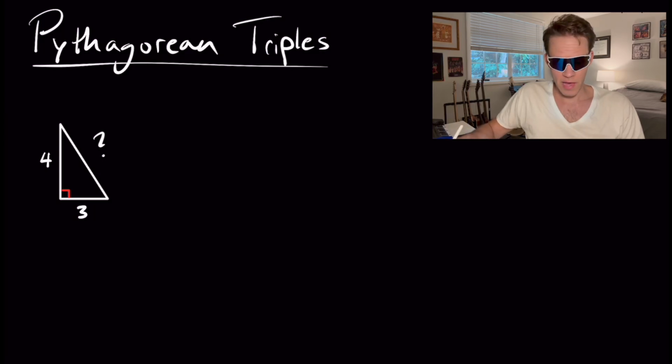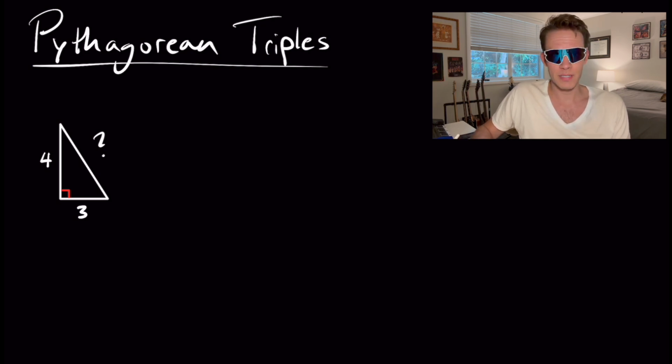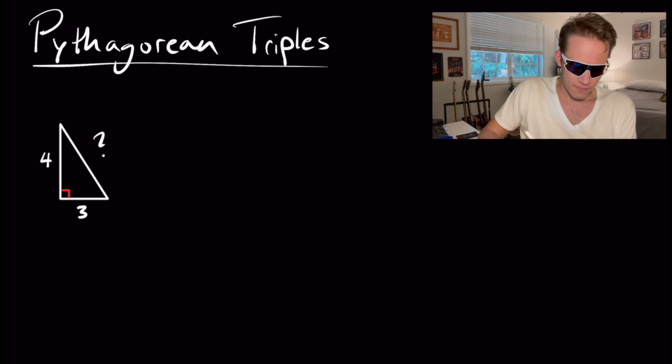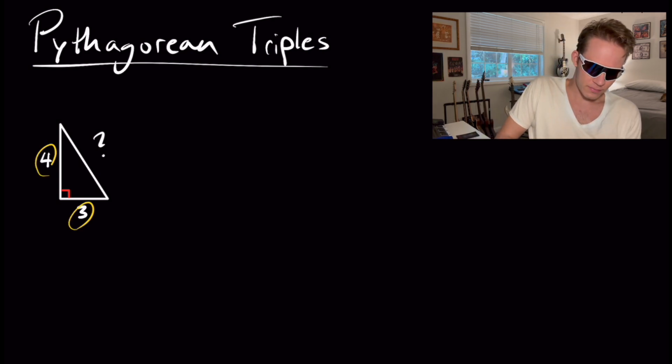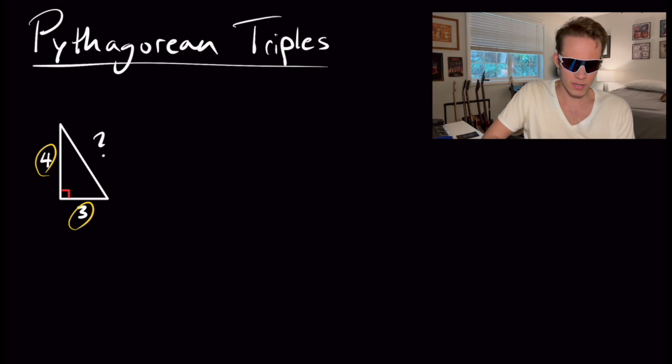All right, let's talk Pythagorean triples. So these are right triangles that are good to memorize, because if you see these numbers and multiples of these numbers, you'll be able to figure out the missing side length, no problem. So if I see a 3 and a 4 as the legs of my right triangle and I'm trying to find the hypotenuse, it's always going to be 5.